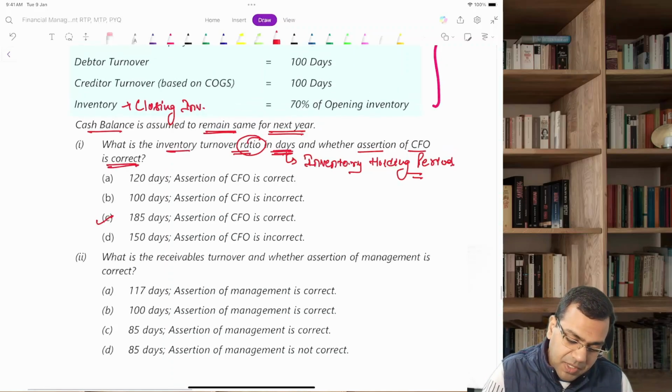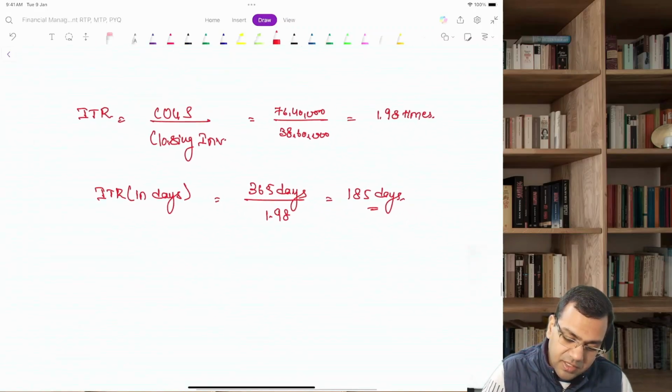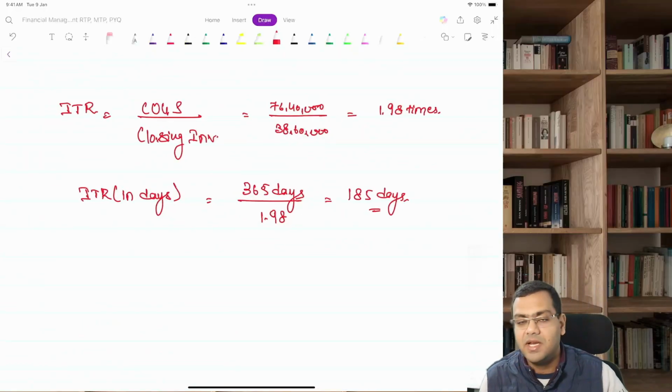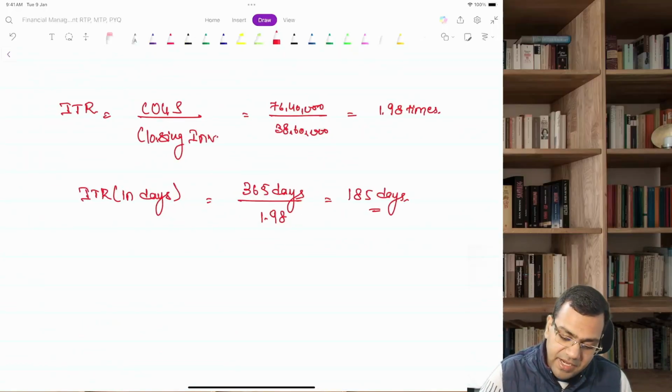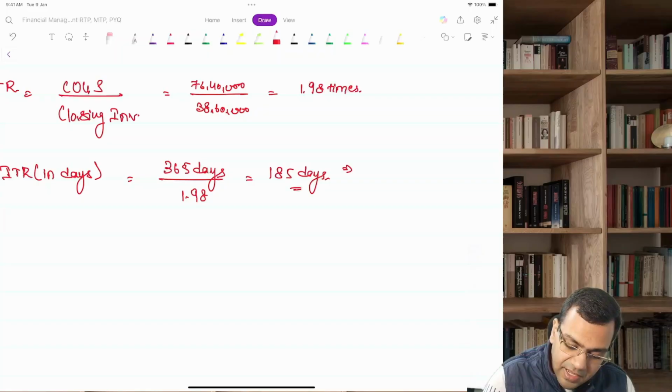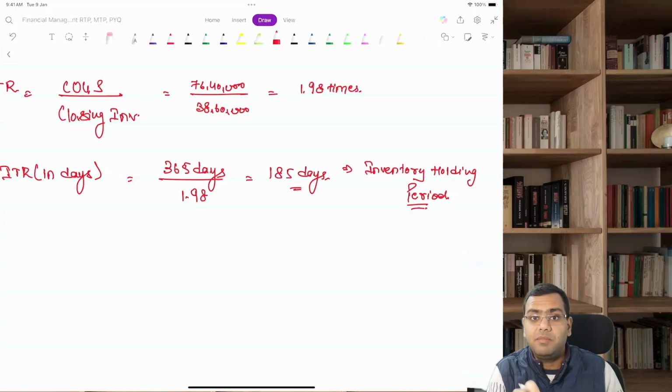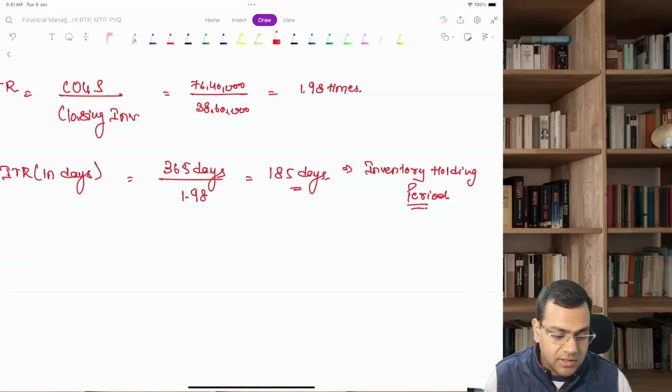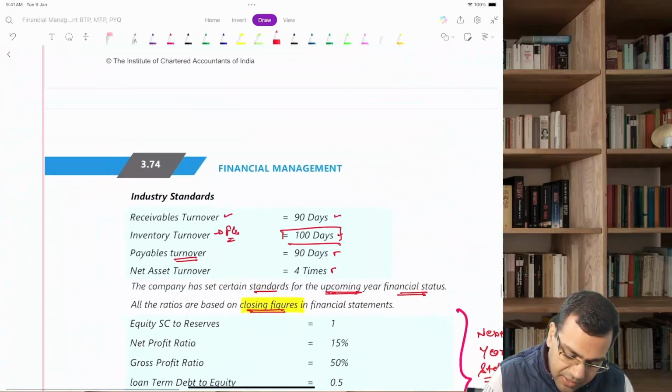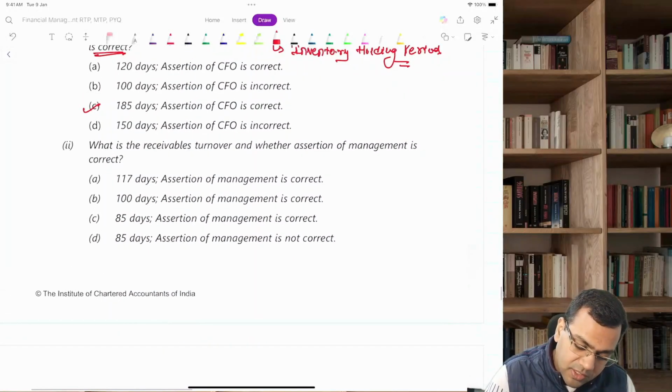So this is the first part, that is the inventory turnover ratio. In days we are calculating. In days means we are indirectly calculating what? We are indirectly calculating our inventory holding period. Inventory holding period means for how many days we hold the inventory before it is converted into sales.